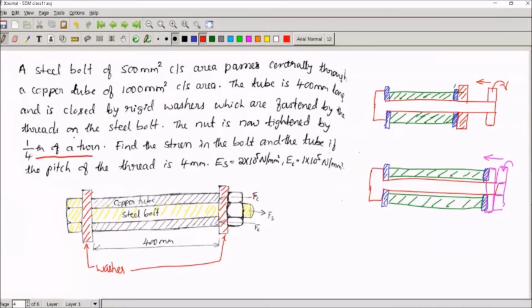The nut is now tightened by 1/4 of a turn. So if you turn the nut, certain stresses are induced in copper, compressive stresses, and the bolt will be in tension. So the bolt will be subjected to a load like this. The copper tube will be compressed.